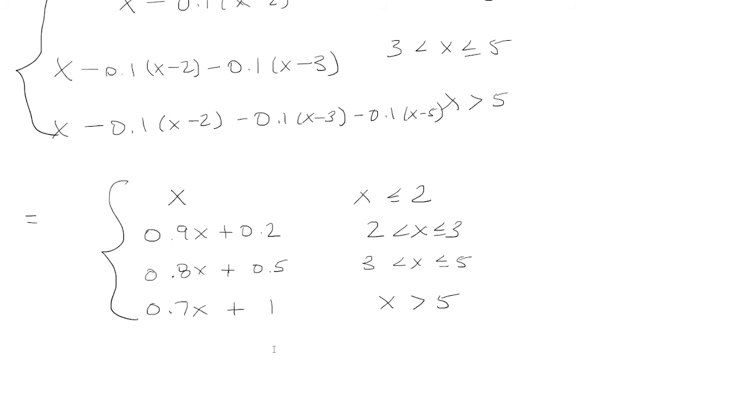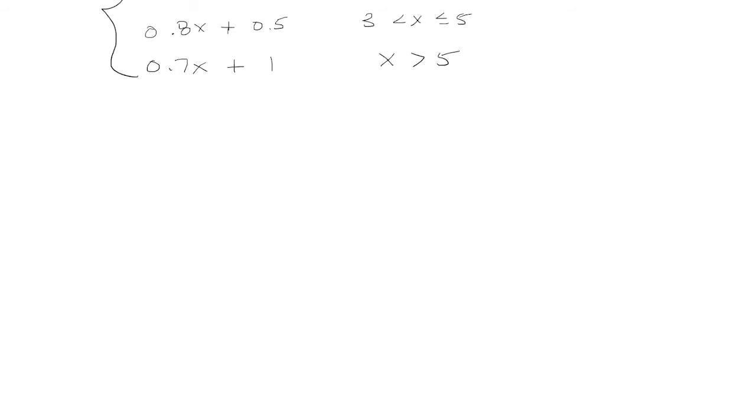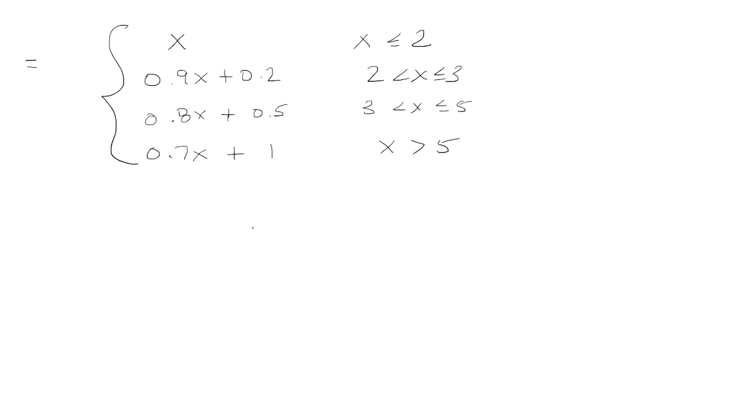Okay, now we can finally graph this. So first, I'm going to start at x is less than or equal to 2. So that's going to equal x. So in other words, that's 2. Okay. So when x is less than or equal to 2, you draw the line y equals x. Now we're going to x is between 2 and 3. So now we're going to have 0.9x plus 0.2. When I plug in x equals 2, I get 0.9 times 2 is 1.8 plus 0.2 is 2.